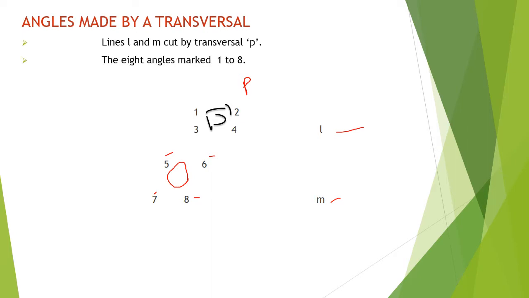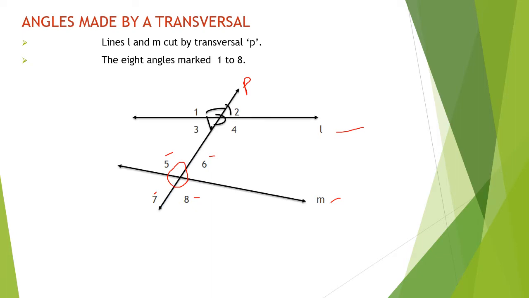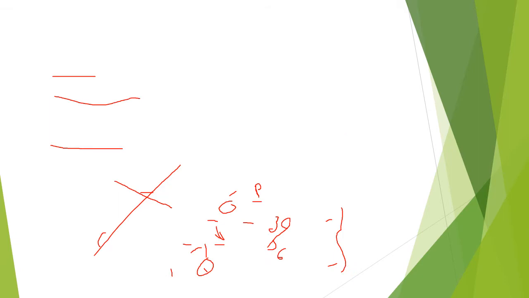What are the names of the two parallel lines? L and M. So here we are drawing two parallel lines L and M, and a transversal we are drawing. What is the name of the transversal? P. So how many angles are formed here? 8 angles. So I have marked with numbers 1, 2, 3, 4, 5, 6, 7, 8. So when we draw a transversal through two parallel lines, we get 8 angles. Now there are different names for the angles. We are going to see that.